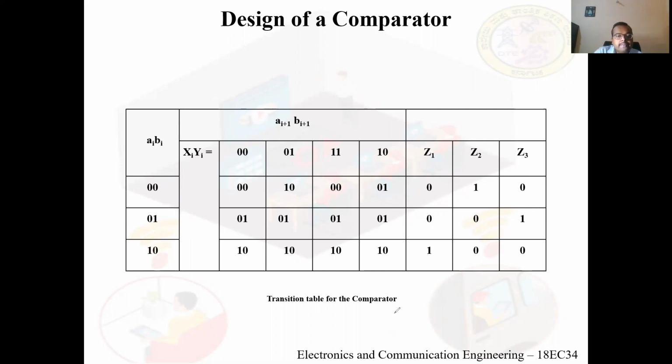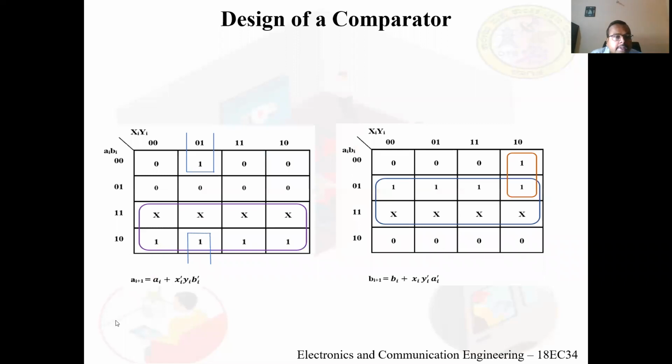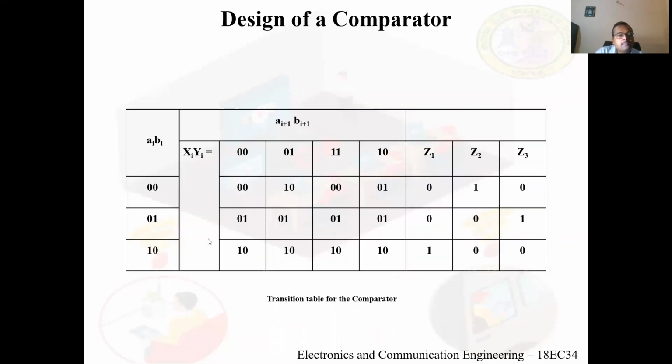Now, once we have the state transition table for this one, we'll come up with the next state equations. How do you come up with the next state equations for this one? With the help of a K-map. Now, how do you fill the values here?